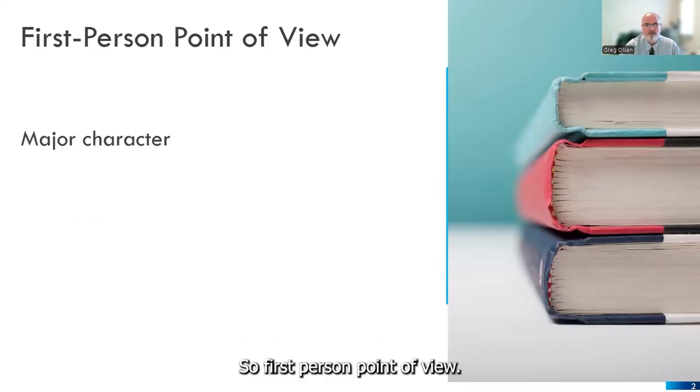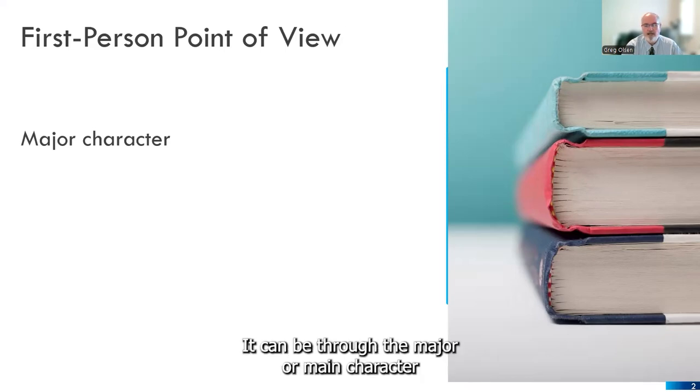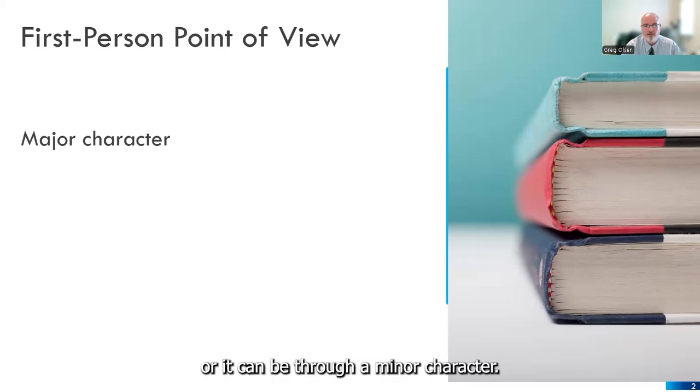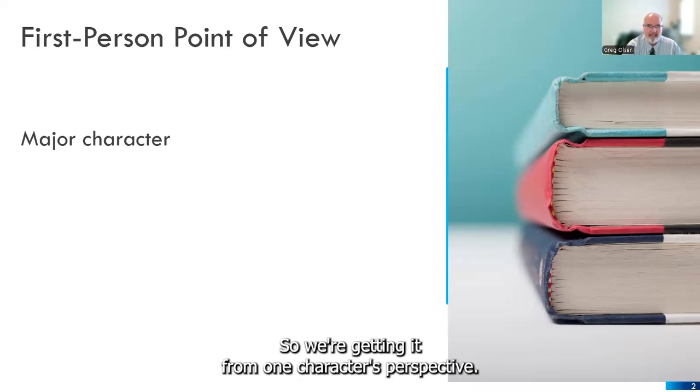So first person point of view, we are looking at two different types. It can be through the major or main character, or it can be through a minor character. So first person point of view, we're thinking of words like I. So we're getting it from one character's perspective.